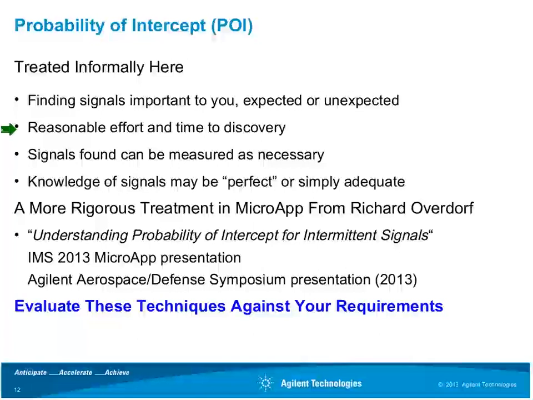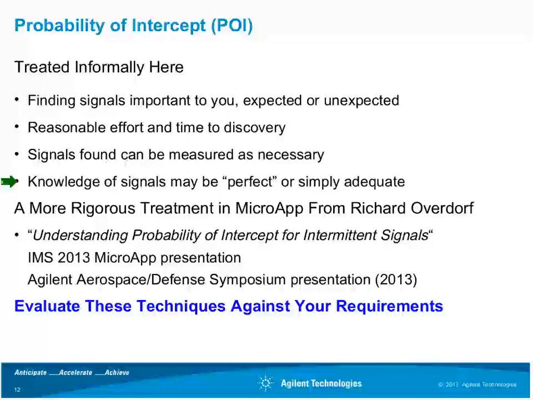That is the core, really, of real-time or of probability of intercept for the majority of our electrical test and measurement world. That also means then that you can find and measure the signals as necessary. That does not mean that you can measure the signal perfectly or necessarily to the maximum accuracy of a signal analyzer. That may not be as important to you in many cases as simply discovering that behavior.